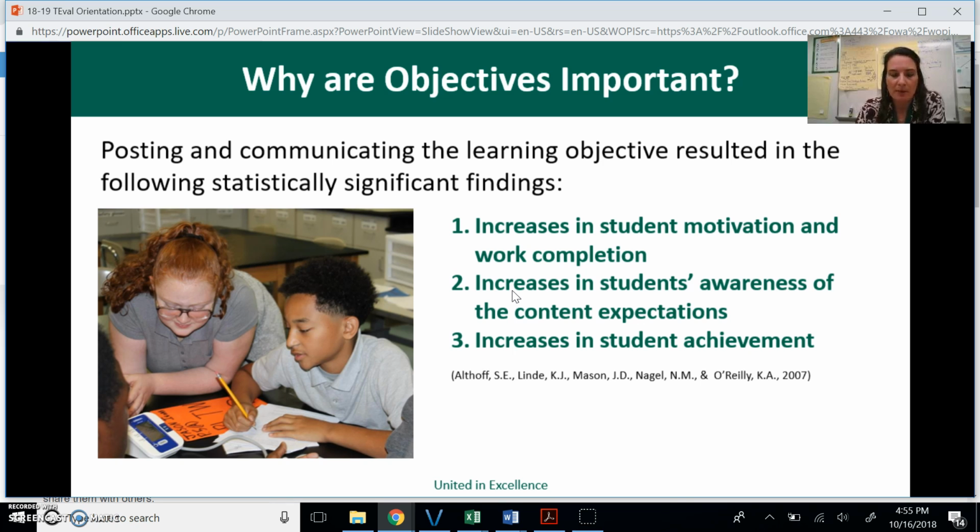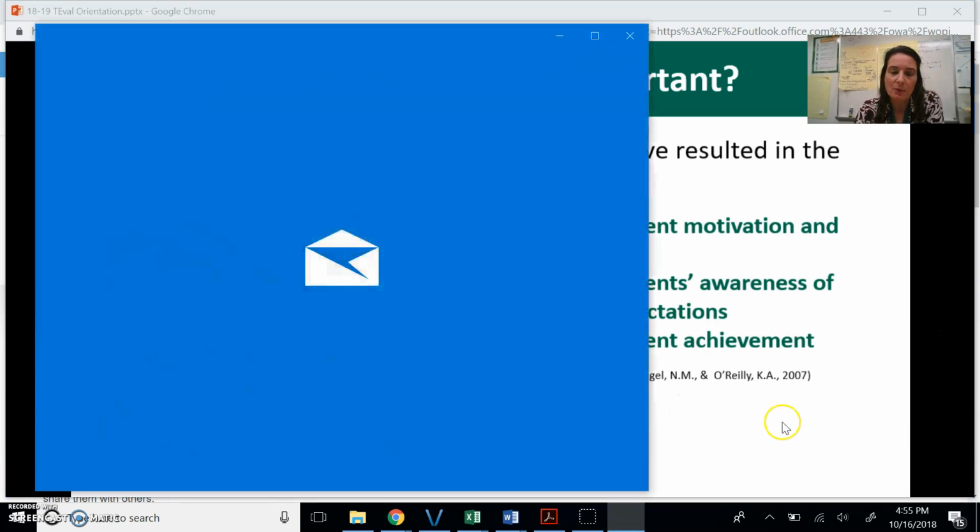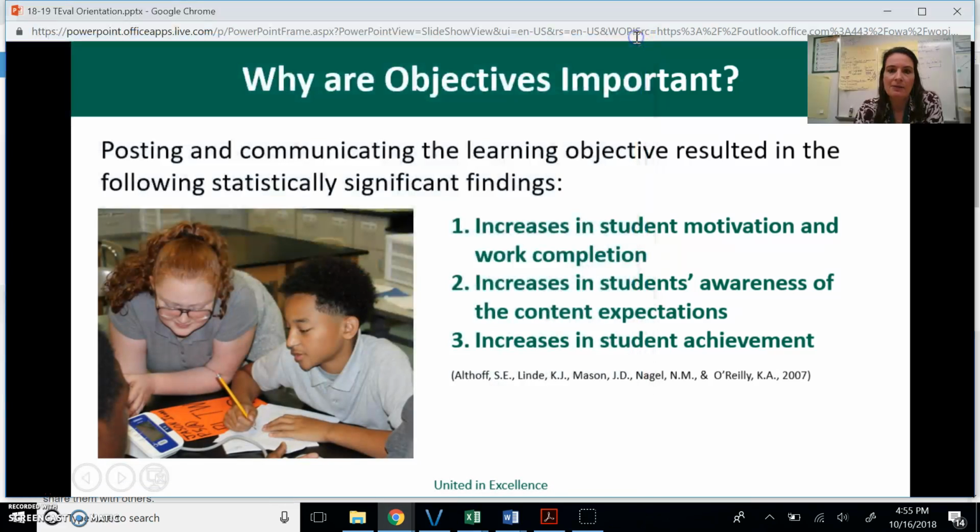Objectives are important because we have found that it increases student motivation and work completion if they know what they're working on, and it also increases students' awareness of the content expectations, and lastly, it does have a positive impact on student achievement.